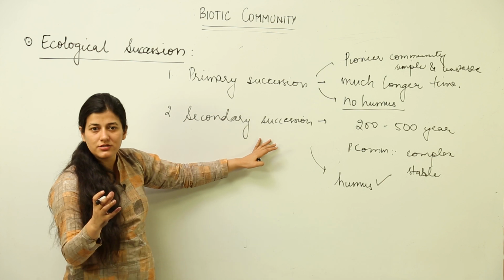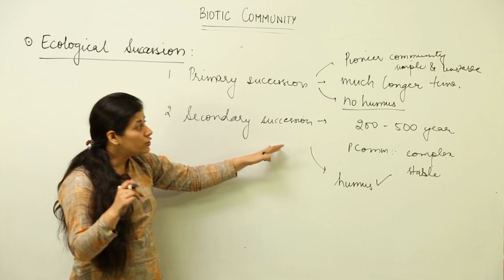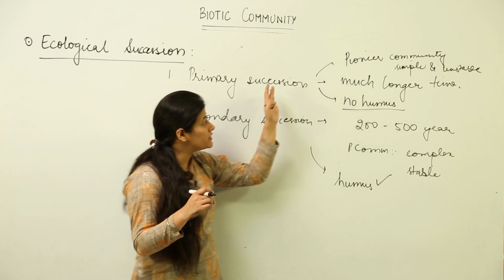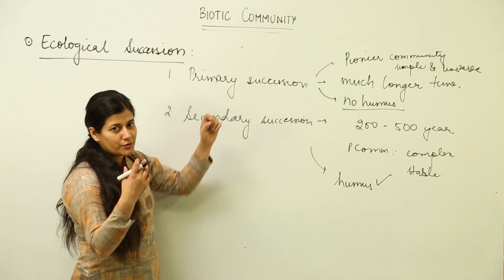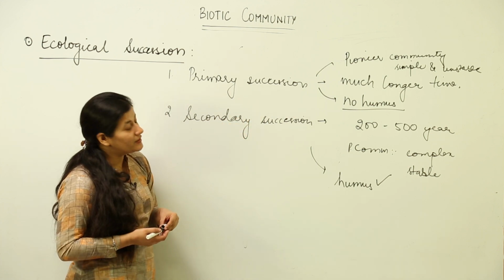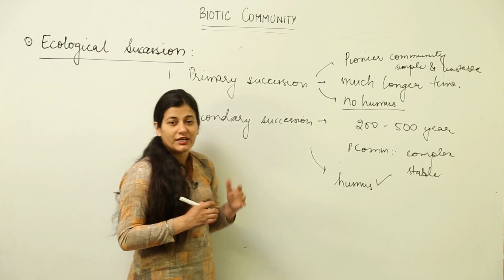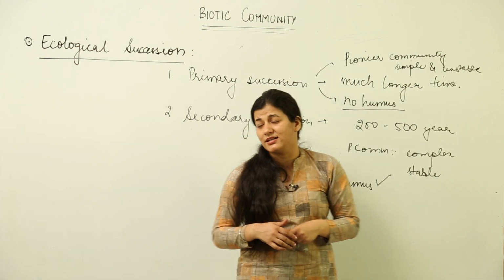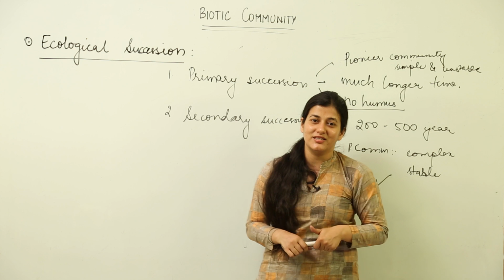Over here some traces could be present. The pioneer community could be advanced as compared to the pioneer community which comes in primary succession. Now, what would be the pioneer community? What would be the serial stages? That we will cover in the next lessons, and then I can say that you will have a better idea of what all has been studied till now.